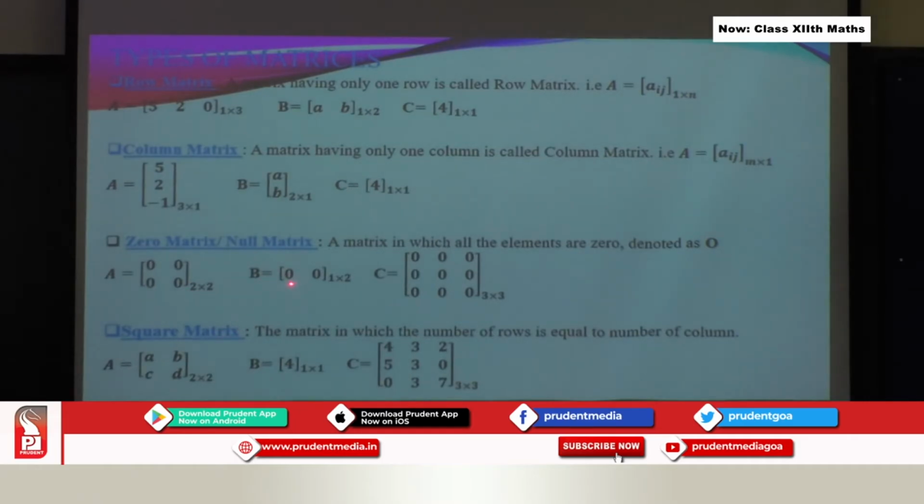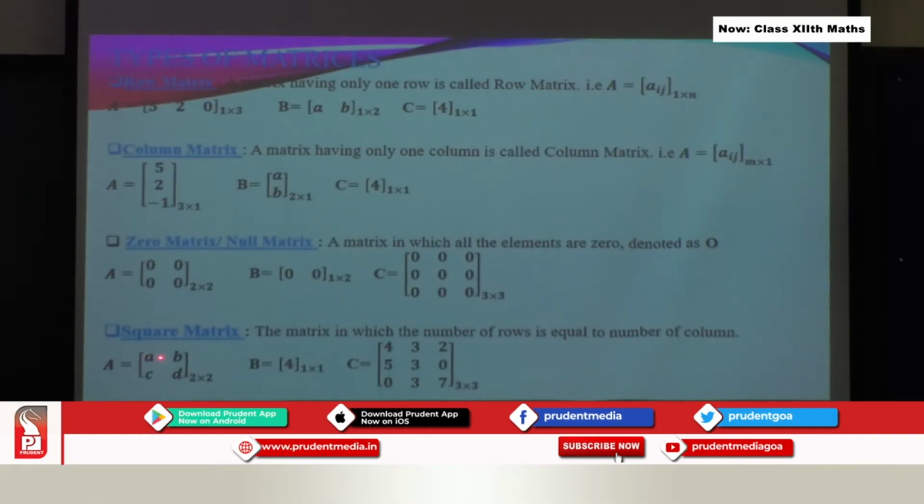Here, this is a row matrix, but the entries are 0, 0, and that's why it comes under the zero matrix. If you look at this matrix, again the order is 3 cross 3 and the entries are 0.